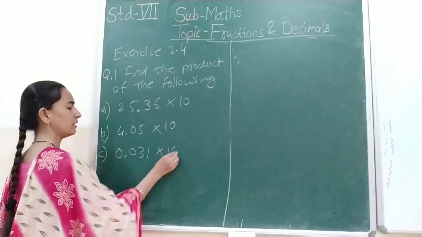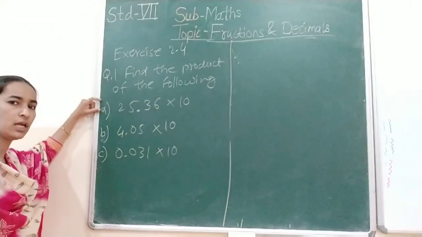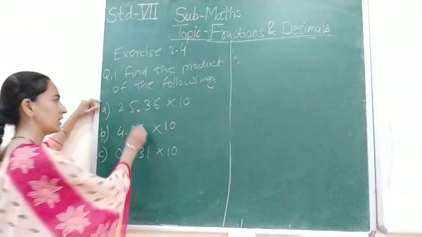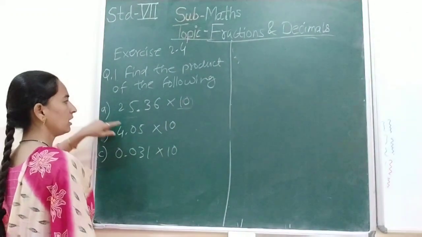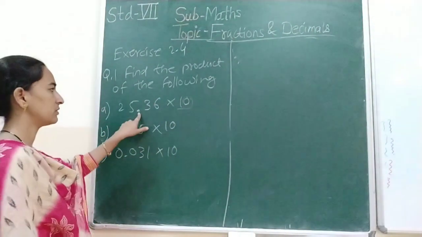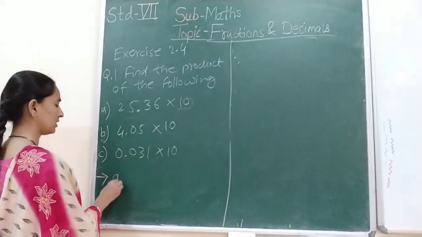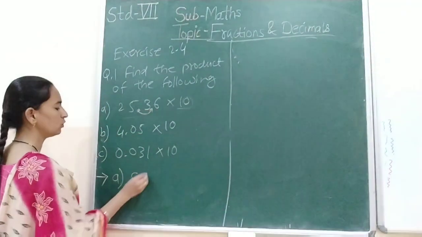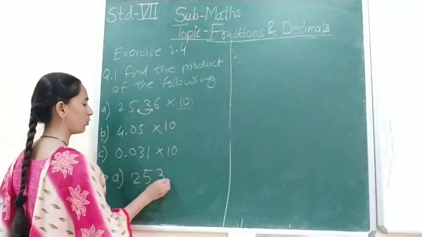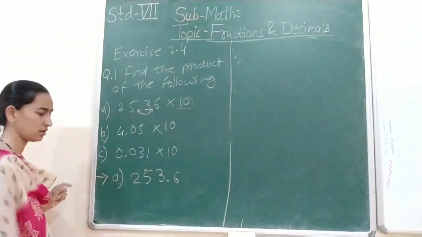In the starting itself, I told, when a decimal is multiplied by 10, just see how many zeros are there, then shift the point to the right side. So answer for first is shift our point to the right. So 253.6. This is the answer. Okay, only one line answer.